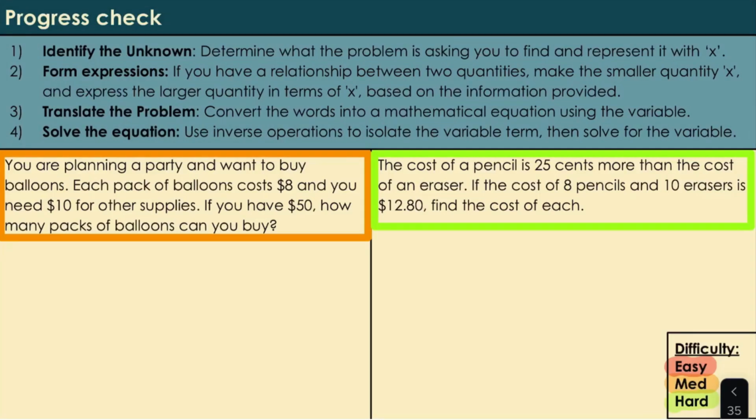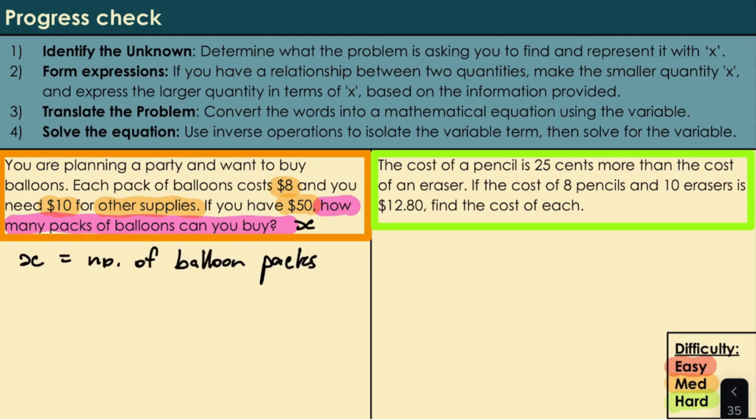Progress check. Have a go at these yourself, and then check your answers with mine. You are planning a party and want to buy balloons. Each pack of balloons costs $8, and you need $10 for other supplies. If you have $50, how many packs of balloons can you buy? That is our essential question, and that is what we will make x. So we can say x is the number of balloon packs.